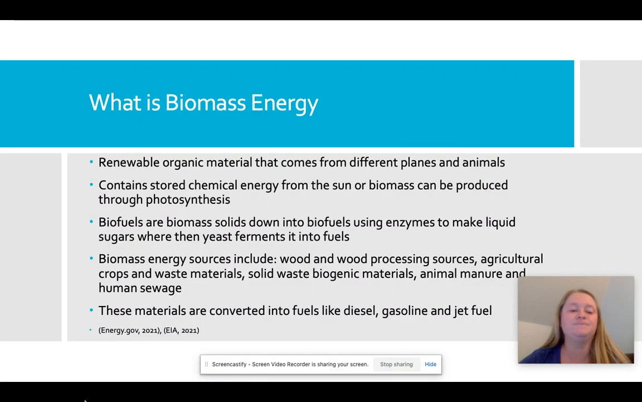Next, we have biomass energy. Biomass energy is renewable organic material that comes from different plants and animals. It contains stored chemical energy from the sun that can be produced through photosynthesis. Biofuels are made by breaking biomass solids down using enzymes to make a liquid sugar, which yeast then ferments into fuels. Biomass energy sources include wood and wood processing sources, agriculture crops and waste materials, solid waste, biogenic materials, animal manure, and human sewage. These materials are converted into fuels like diesel, gasoline, and jet fuel.